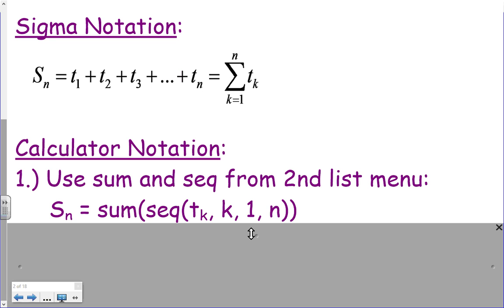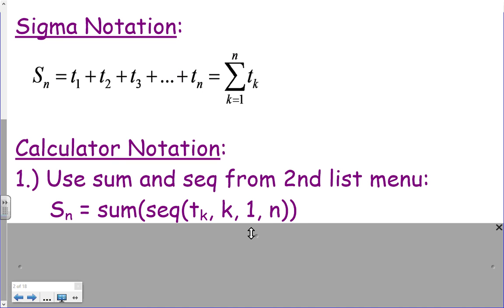But anyways, S sub n would be the same as the sum of a sequence. And there are 4 things you have to specify for your sequence command. Your t sub k is your actual explicit formula used to generate your terms. You do have to have an explicit formula for this. And then k is the variable that you're using. And then you're starting out at 1 and going to n.